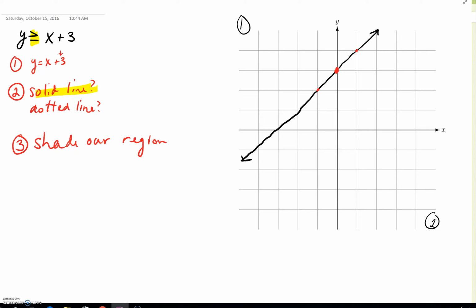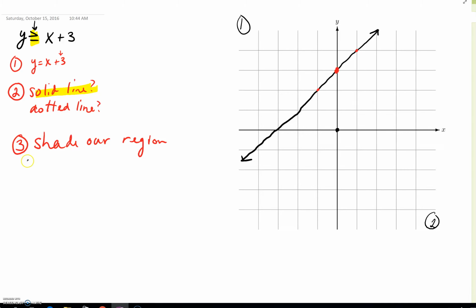And what we are going to do with this, there's ways that you can do this by just looking at your inequality, but until we get a little bit better hang of it, until we feel more comfortable, I'm going to suggest that you do it always by picking a point. When we separate our graph into two separate regions, we're going to pick one of the points that lie on that region.